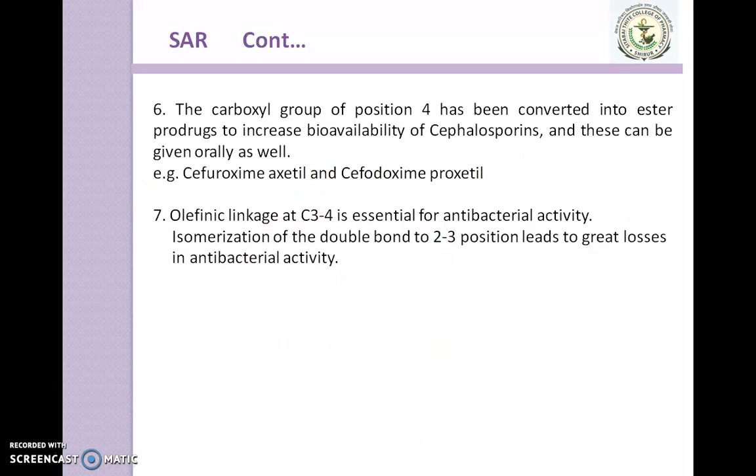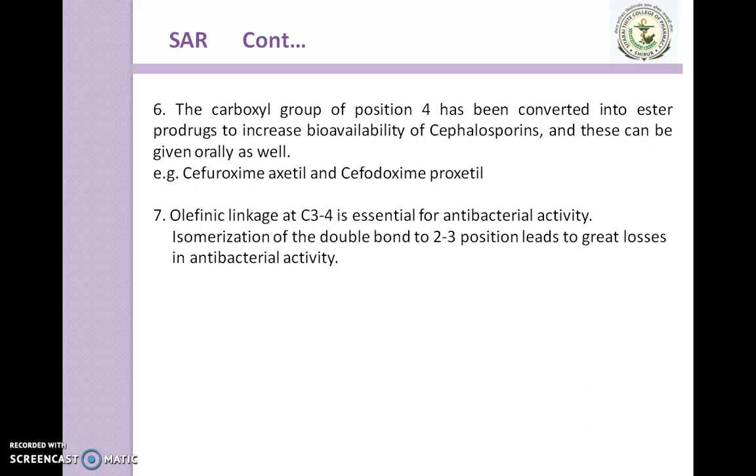Next point, the carboxyl group at position 4 has been converted into ester prodrugs to increase bioavailability of cephalosporins, and these can be given orally as well. Examples, cefuroxime axetil and cefpodoxime proxetil. So here this COOH group is important for showing activity, but it is converted into a different ester form, which is a prodrug.